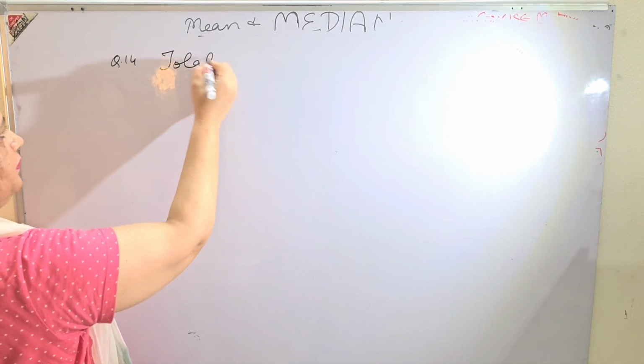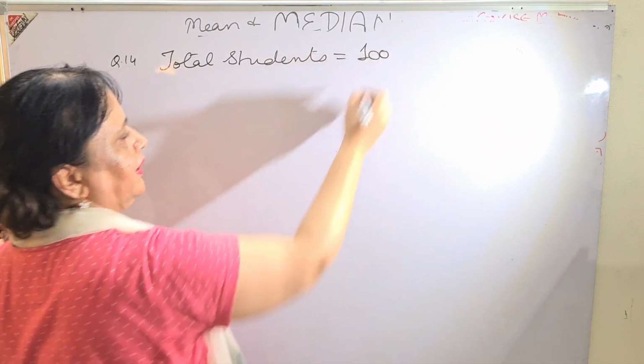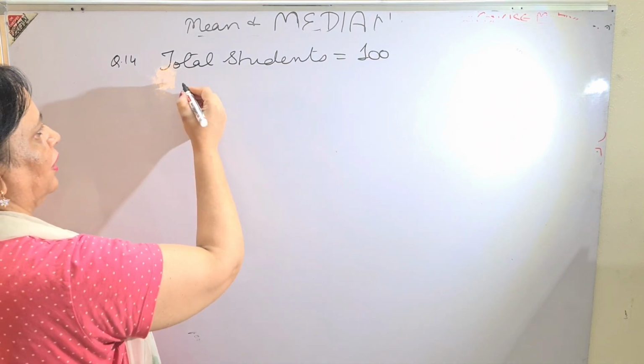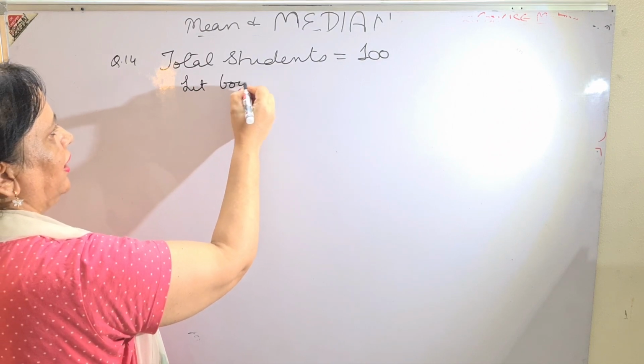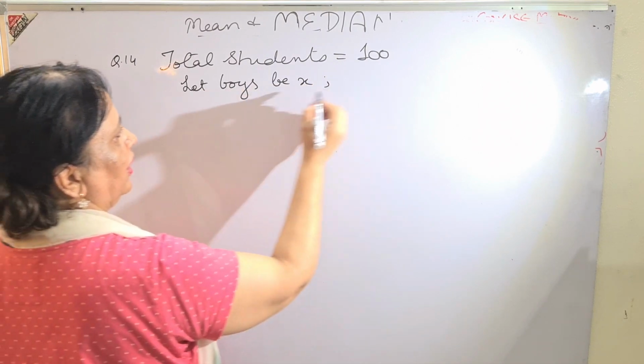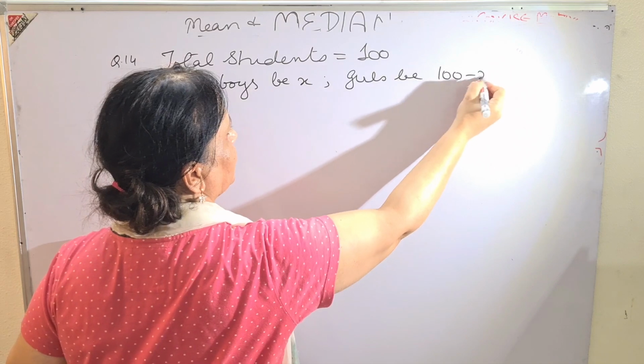Total students are 100. He says that out of 100, boys and girls, the mean marks are given. The mean marks of boys is 70 and that of the girls is 73. I don't know how many are boys out of this, so let boys be X. Now here your question finishes, because this is all you have to state. The girls will obviously be 100 minus X.